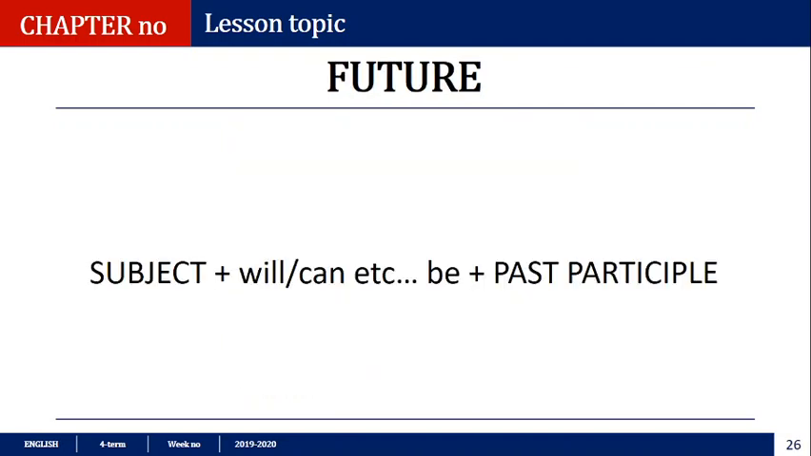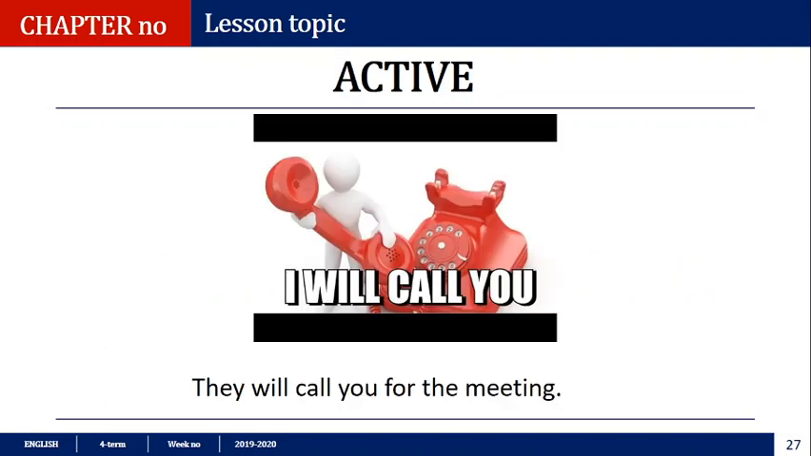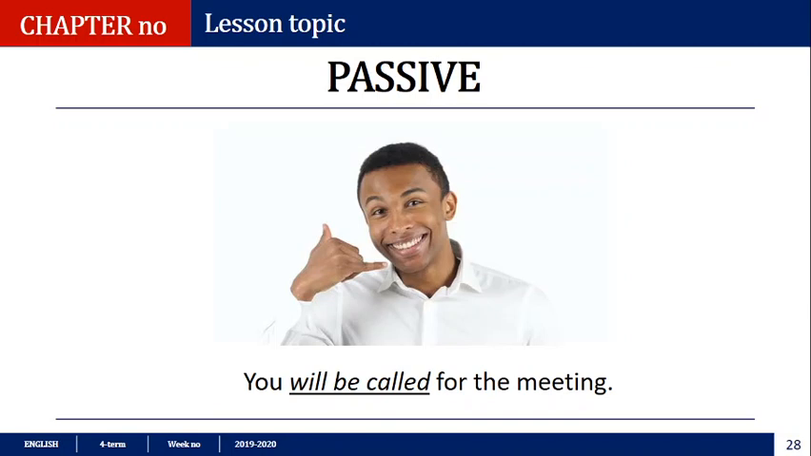Here's the future form. We use will, can, etc. and be plus past participle. So they will call you for the meeting is the active voice. And in the passive voice, you will be called for the meeting.